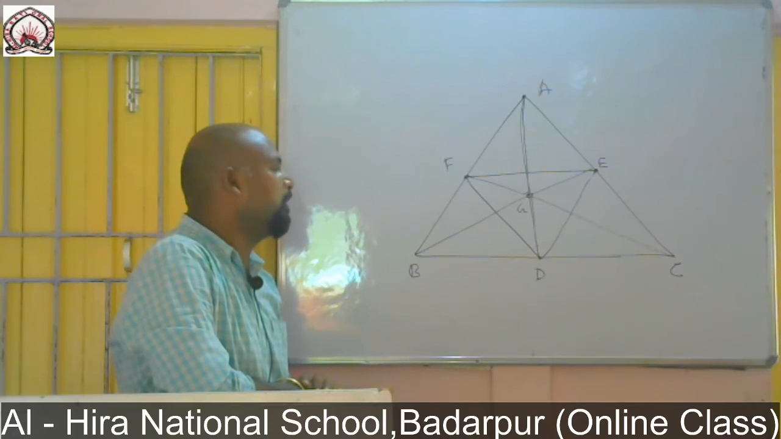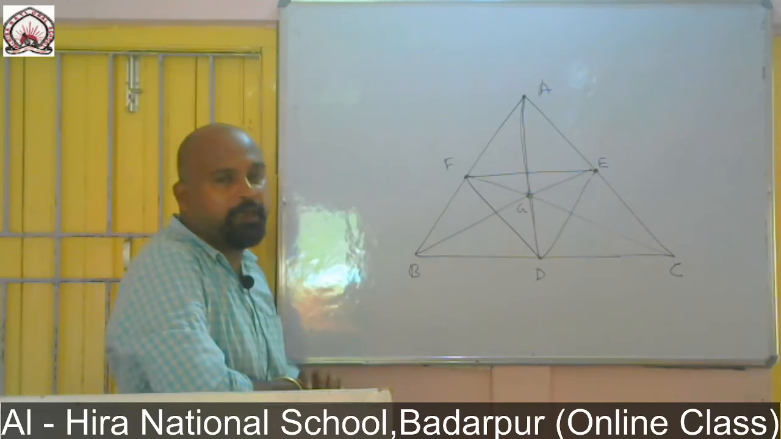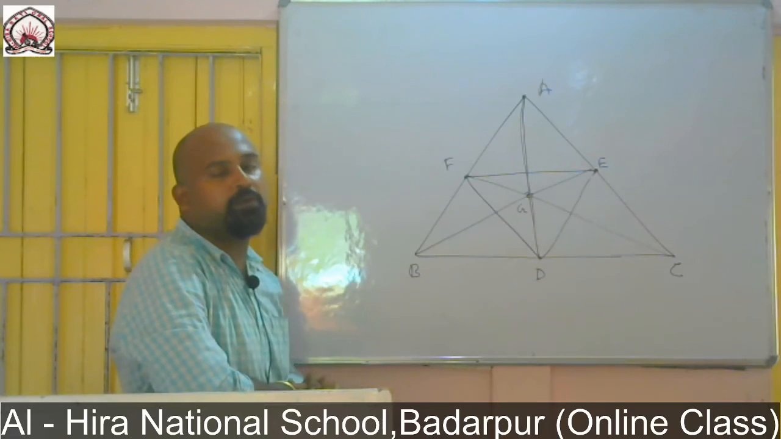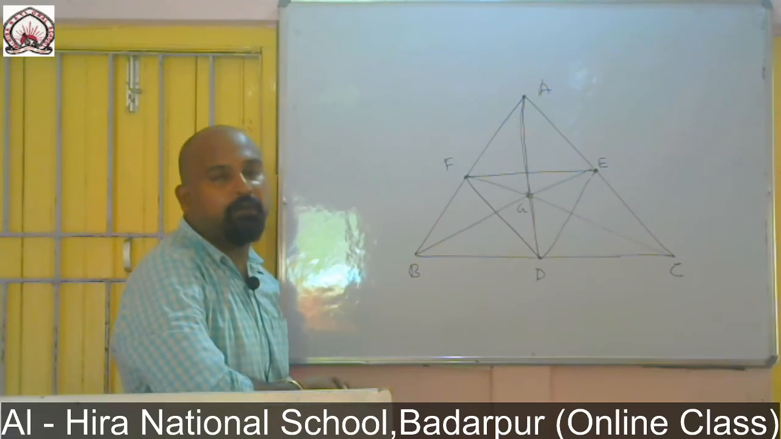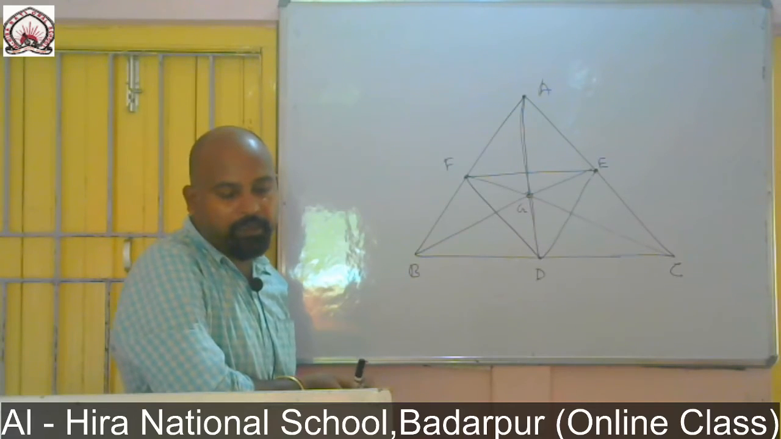Pedal triangle. So we have to prove that if ABC is an equilateral triangle, then the pedal triangle DEF is also an equilateral triangle.